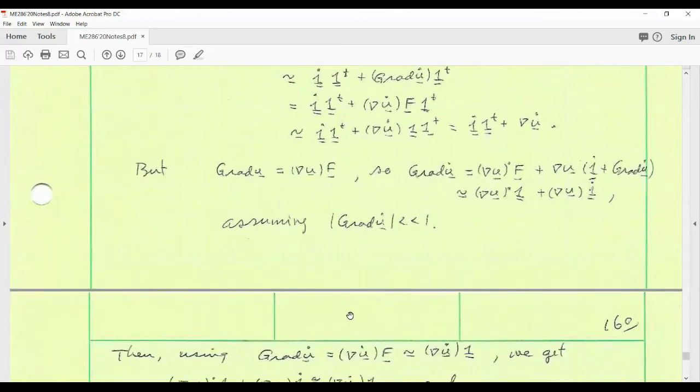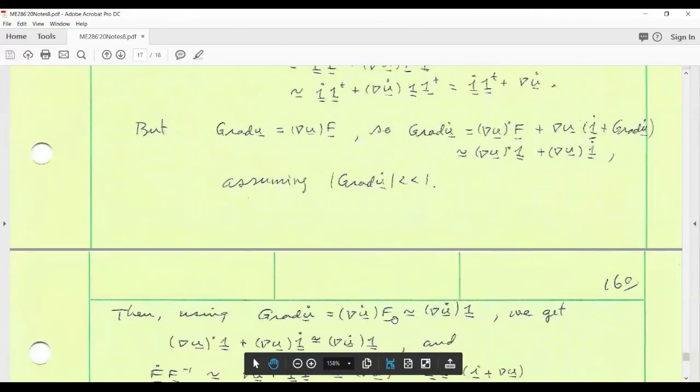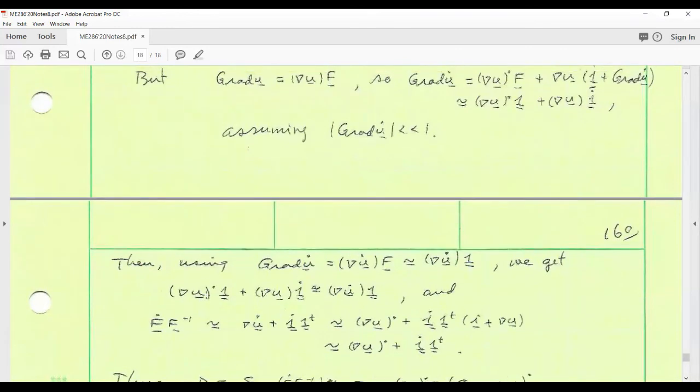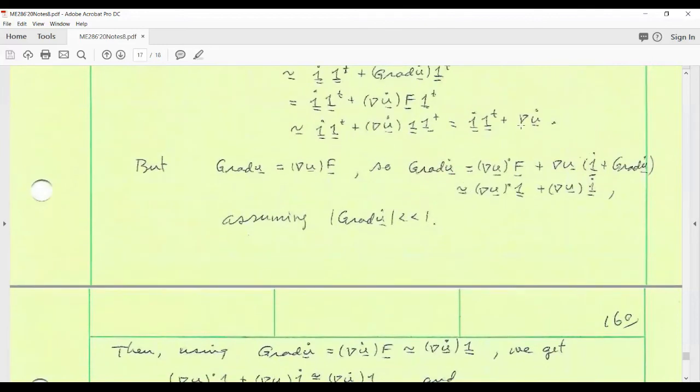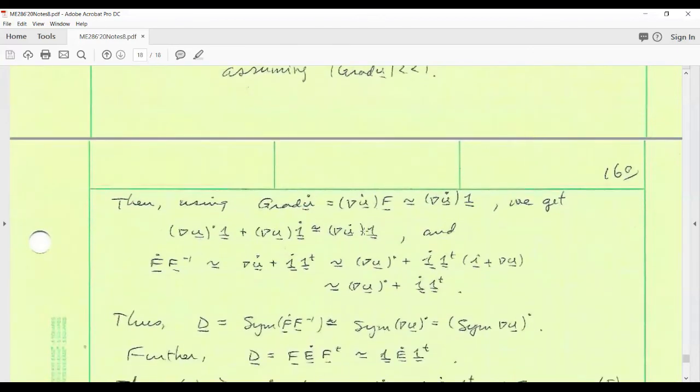On the other hand, grad U dot is exactly equal to the spatial gradient times F, which is approximately this. So we can put this on the left-hand side here and compare it to the right-hand side. And we get this. F dot F inverse now involves grad U dot, which we can get from this equation just by multiplying on the right by 1 transpose. Okay. And we get this.